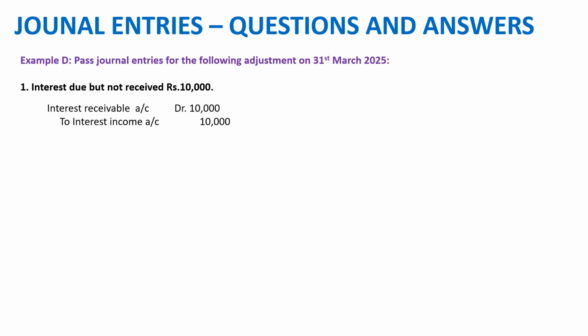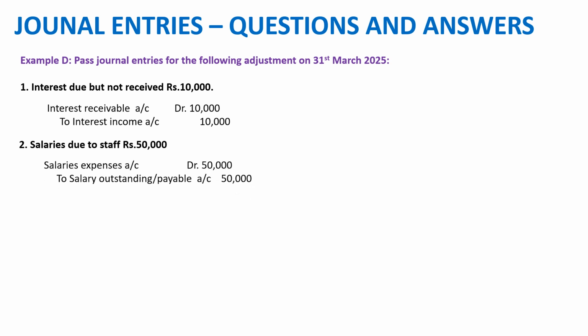Interest receivable, because it is an asset. What is the definition of asset? I explained in the beginning: any amount receivable from someone, right? So interest receivable 10,000 to interest income, because it is an income for the business, hence credit 10,000 rupees. Next transaction, salary due to staff 50,000. It is not paid, it is due, right?